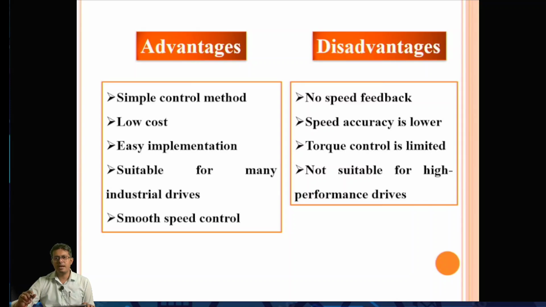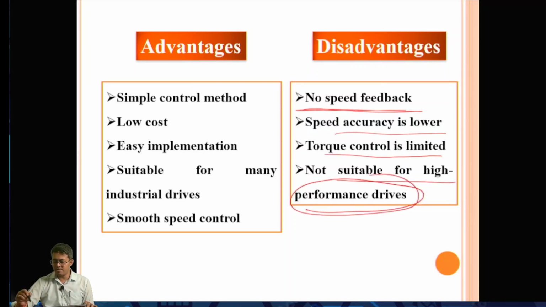It is very simple, as it is an open loop system. In the open loop system we need to connect fewer components. With fewer components, the circuit is simple and the control method is simple. As fewer components are used, the cost is also low, and it is easy to implement, suitable for many industrial drives, with smooth speed control. The disadvantage is no speed feedback. In that case accuracy is a little bit lower and torque control is limited, so it is not suitable for high performance drives.